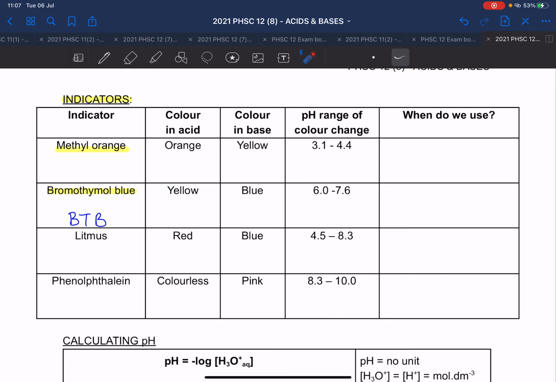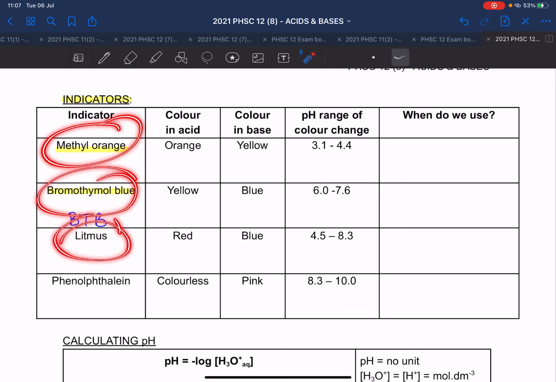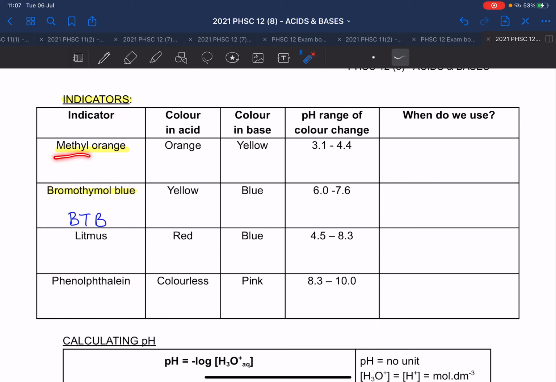Goed, so same thing here. Certain indicators we use in certain scenarios because that is when they work. Methyl oranje gebruik ons wanneer ons 'n lae pH het. Okay, we use it when we have a low pH. So when we have an acidic solution. Wanneer ons 'n suurerige oplossing het. Meer na die suurse kant.